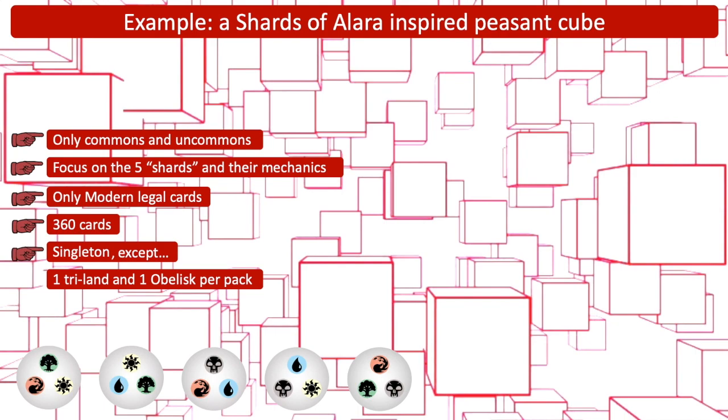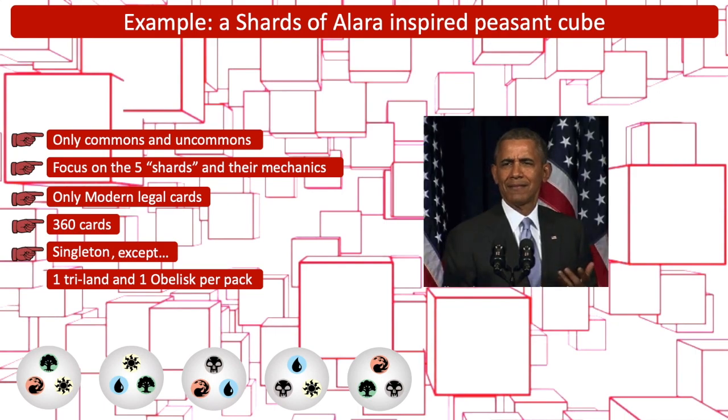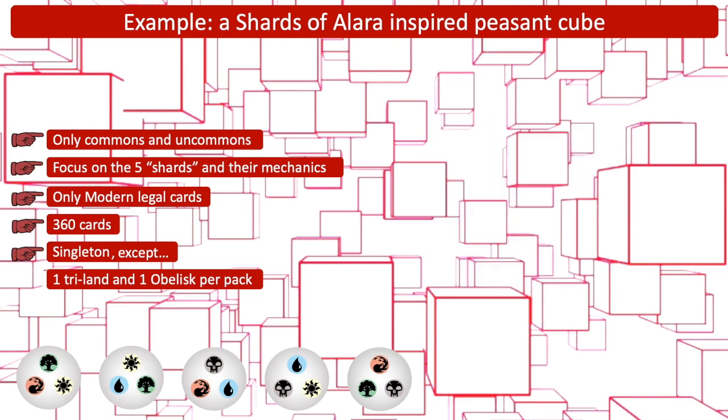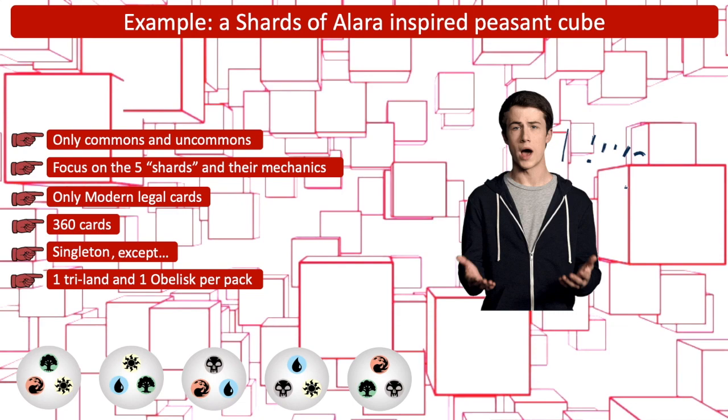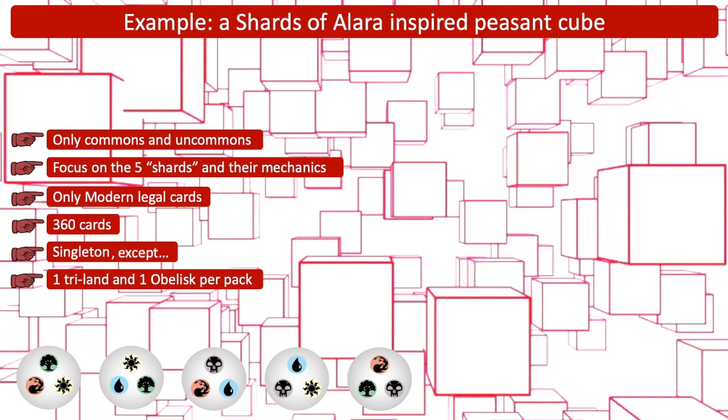Then all cards need to be singleton. The reason for this is probably that that's what you and your players feel that a cube should be. Most cubes are singleton after all, and why would you deviate from that? But then, except for tri-lands and obelisks, and why would you make this exception? Is that because you want to make it easy for players to build a 3-color deck, and these lands are just the best ones available for that? And maybe the singleton rule is less important for mana fixing anyway?